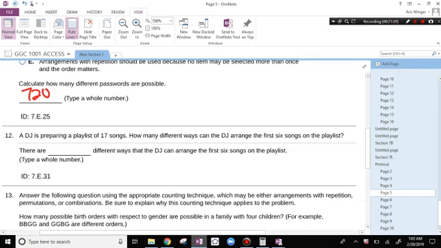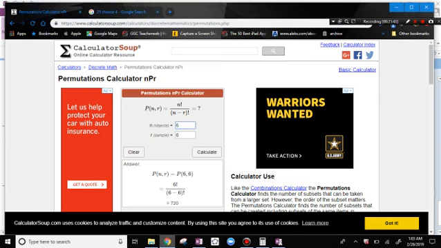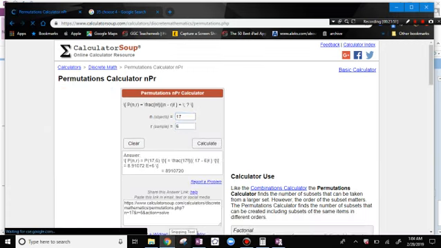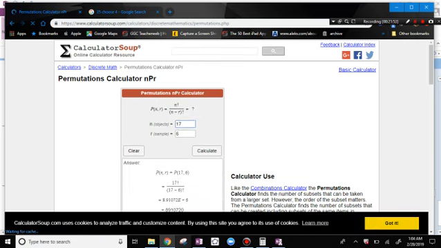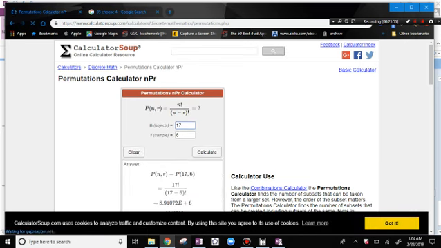A DJ is preparing a playlist of 17 songs. How many different ways can the DJ arrange the first 6 songs? So there's 1, 2, 3, 4, 5, 6. Again, you can get this in a couple of different ways. Here, of course, I want to arrange the first 6 songs. I care about the order. That's 17P6. We can go ahead and put that here, right? 17P6. That's 8,910,720.